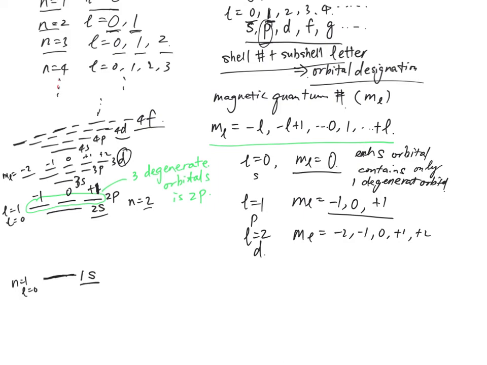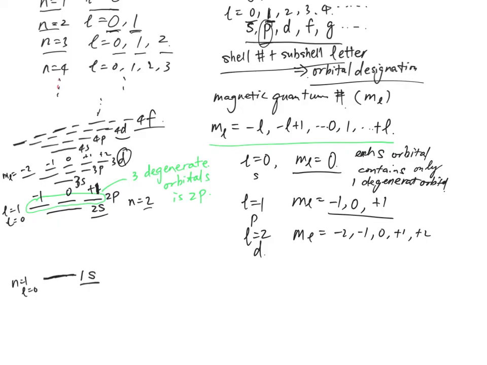Okay, now it seems like three quantum numbers is enough to describe every orbital within the scheme that we established.